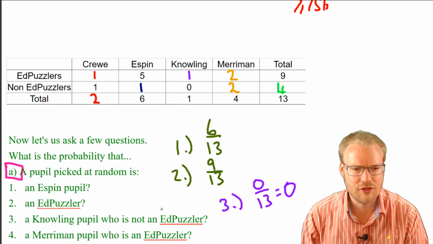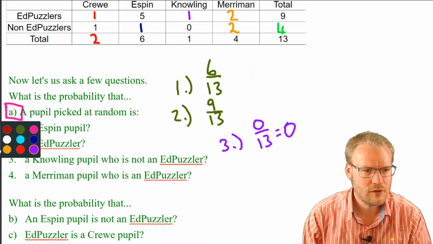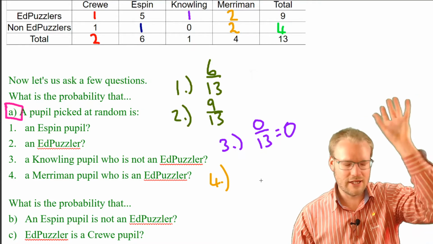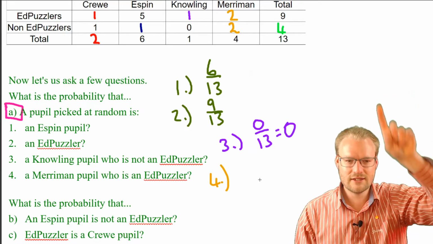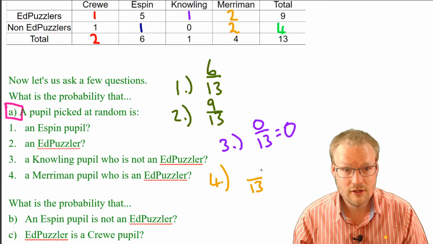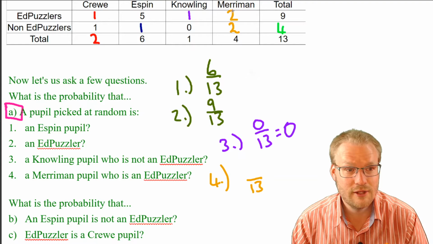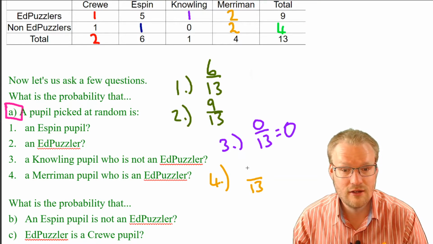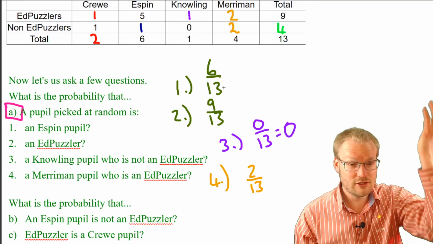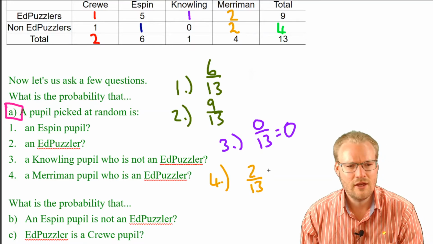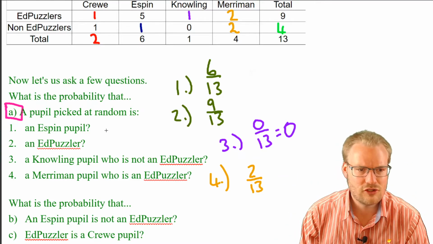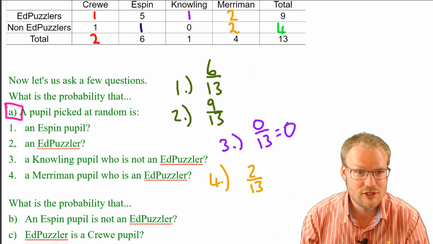Okay, let's keep going with Merriman, question 4. So Merriman, are you yellows? What's the probability that we pick a Merriman pupil who is an ed puzzler? Again, we're picking out of all 13 pupils, and a Merriman pupil who is an ed puzzler, that's 2. As it so happens, the same as the probability of picking somebody who's not an ed puzzler from Merriman. Now let's look at these last 2 questions, and then that's it.